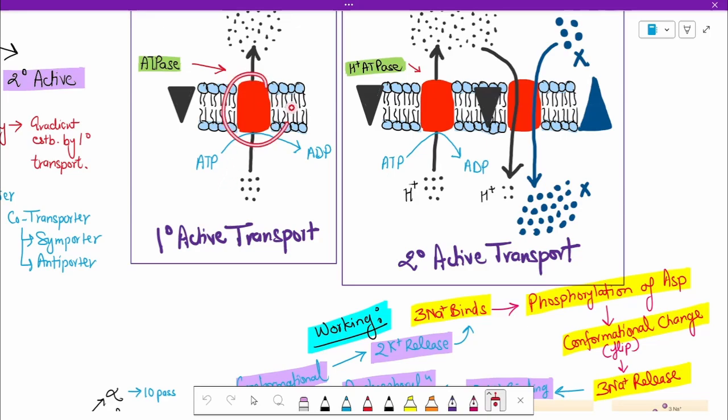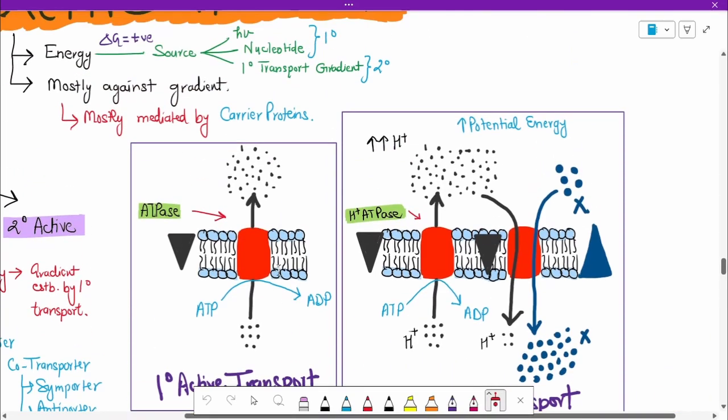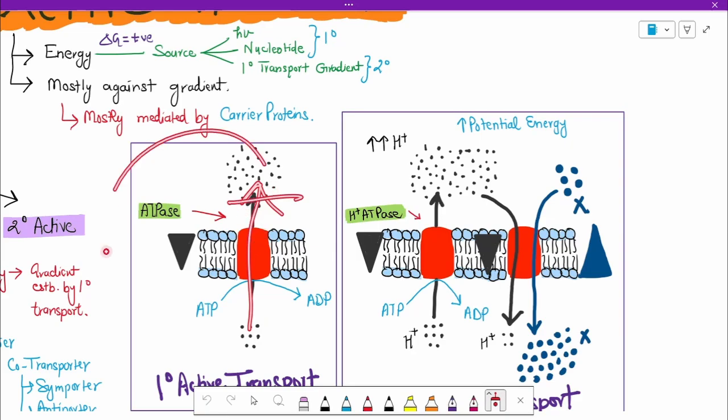Now this transporter protein uses energy directly from a nucleotide. It is using energy from ATP, so this is primary active transport, and since this protein uses ATP as its energy source, the protein itself is known as an ATPase. It is hydrolyzing ATP and transporting this molecule against the concentration gradient. This is primary active transport.